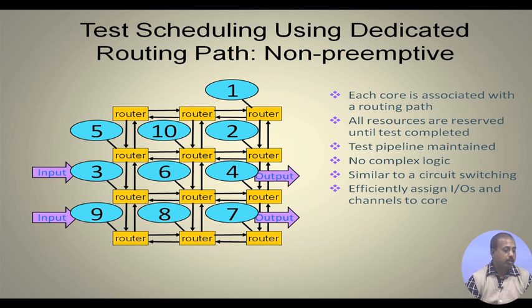We have this source and destination, between which the test packets are going in an ordered fashion, and there is no interruption in between. So we need to efficiently assign IOs and channels to the cores. That is a very important point to be addressed.